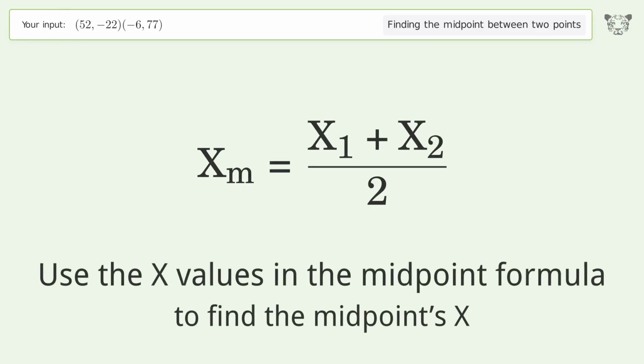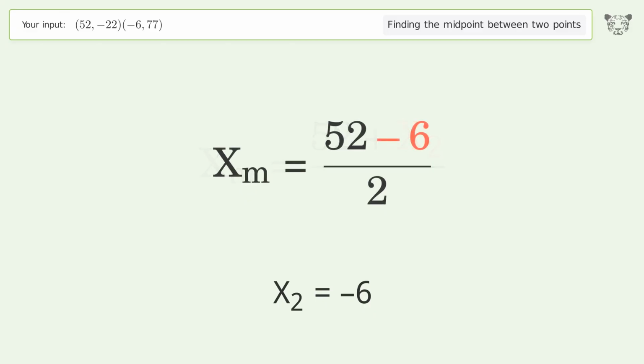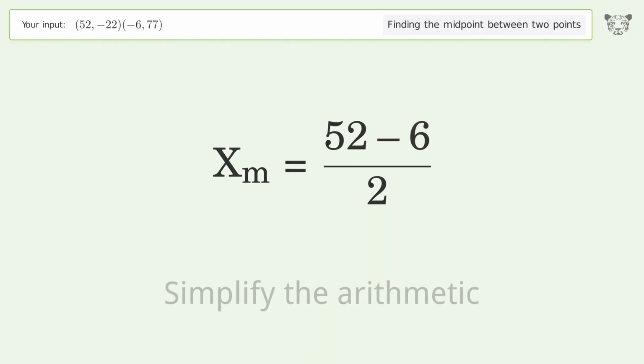Use the x values in the midpoint formula to find the midpoint's x. x1 equals 52. x2 equals negative 6. Simplify the arithmetic.